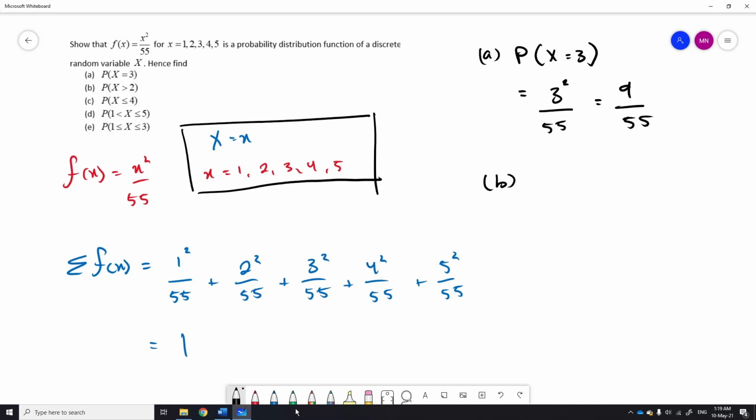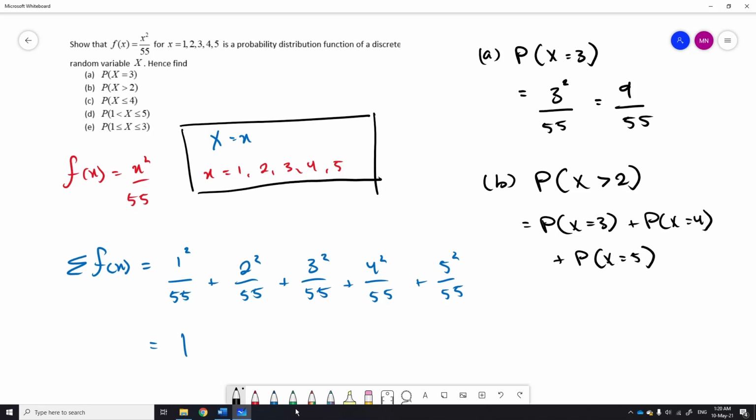Okay, for B, the probability where x is bigger than 2. Bigger than 2 means probability of x equal to 3 plus probability of x equal to 4 plus probability of x equal to 5. So 3 square over 55 plus 4 square over 55 plus 5 square over 55, and then the total is equal to 10 over 11.